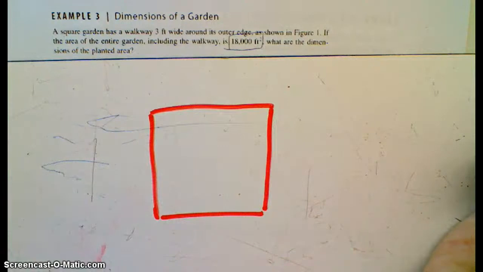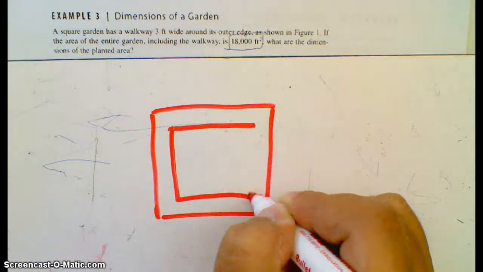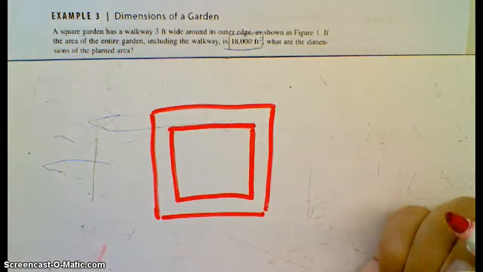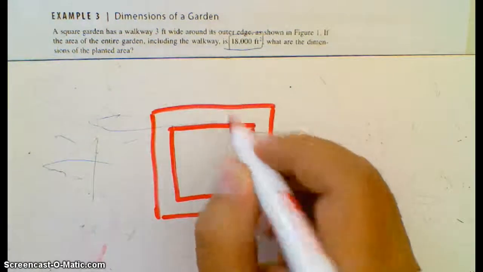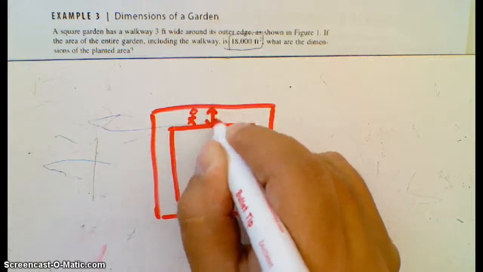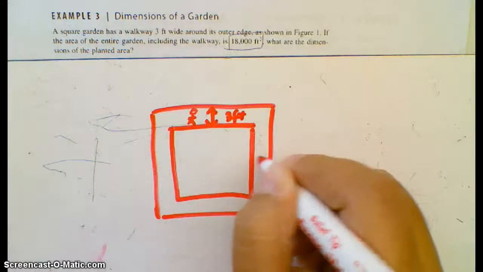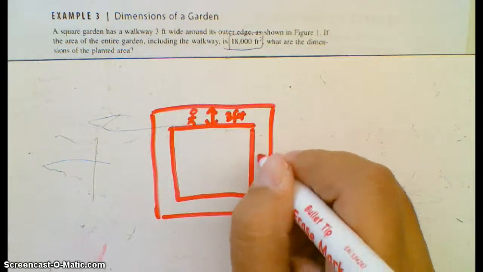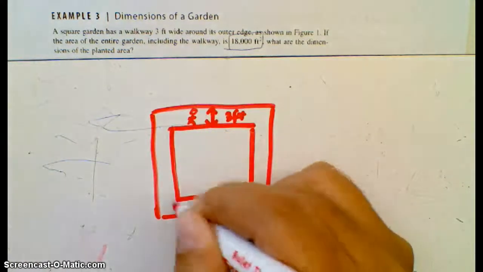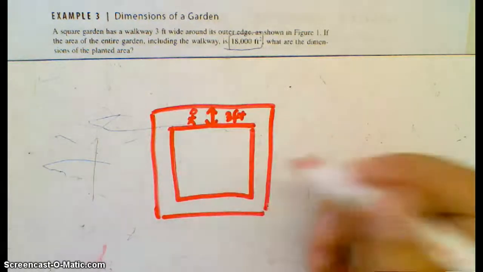Okay. Now picture a walkway in a square garden. That's going to be like a frame in a picture, and it's 3 feet wide. So that means if you're standing right here, the width is 3 feet. All around is 3 feet. If you extend your arms, it's going to be longer than that. 3 feet, 3 feet, 3 feet, 3 feet. Maybe not. Well, whatever. If you have long arms, then it will be.